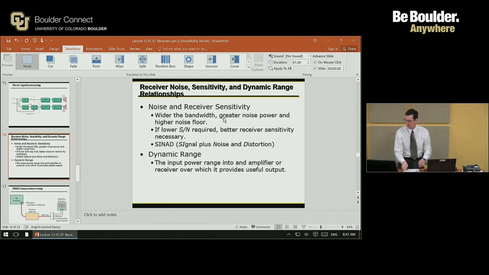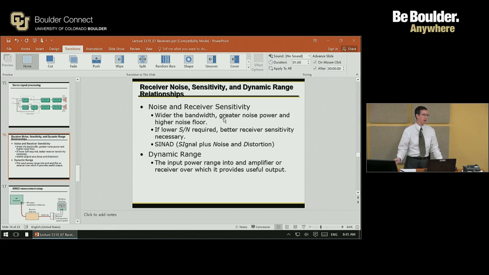Okay, as part of the ability of a receiver to work well, it also has to work in the presence of noise. So you've got various noise components you have to deal with. As you recall, the wider your bandwidth, the greater the noise power, and the higher the noise floor. And so if a lower signal-to-noise ratio is required, you need to have a better receiver sensitivity, or you need to somehow reduce the noise floor. And the noise floor can come from noise that's outside the system and noise that's inside the system.